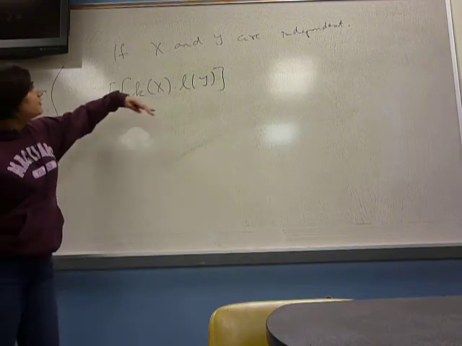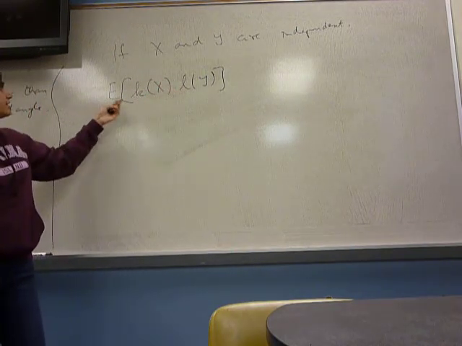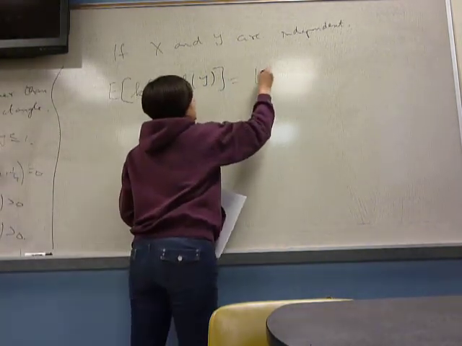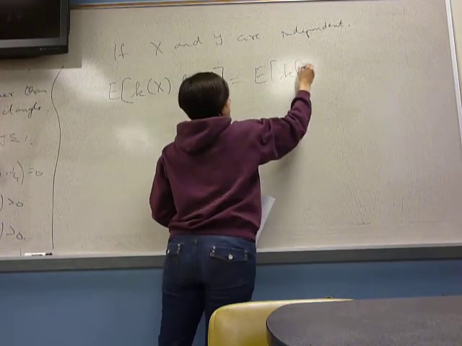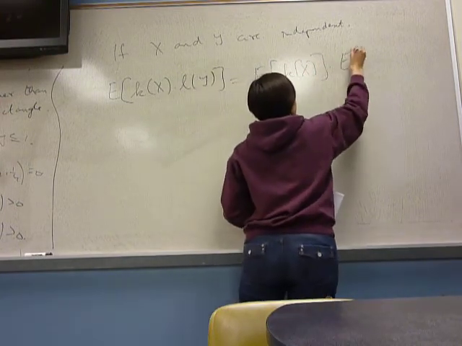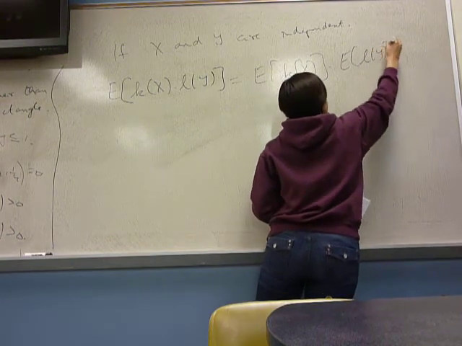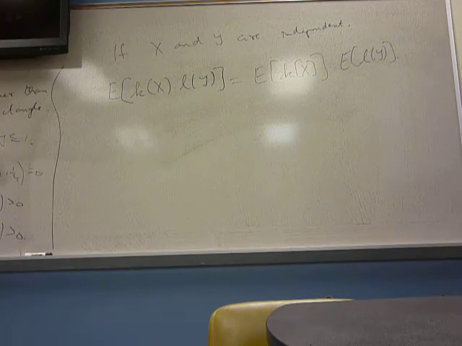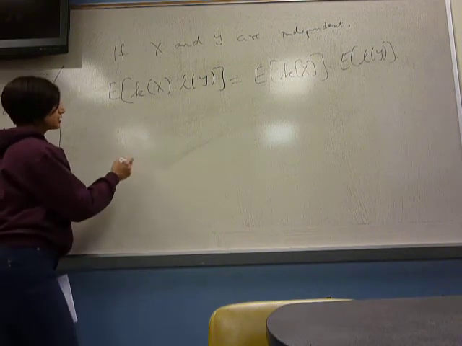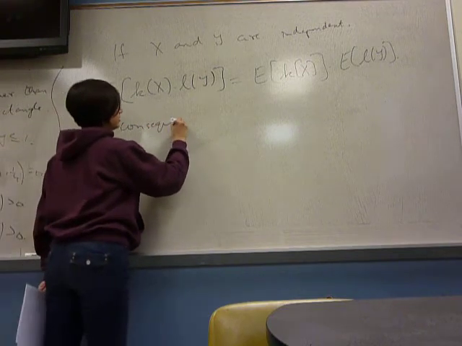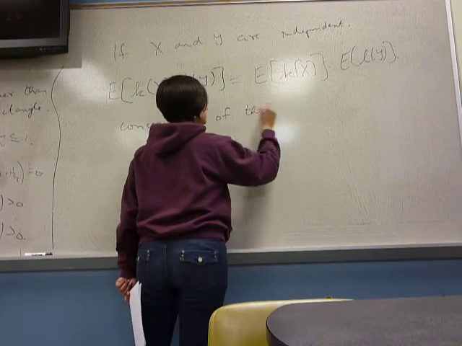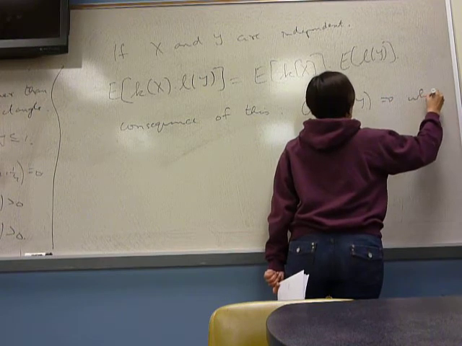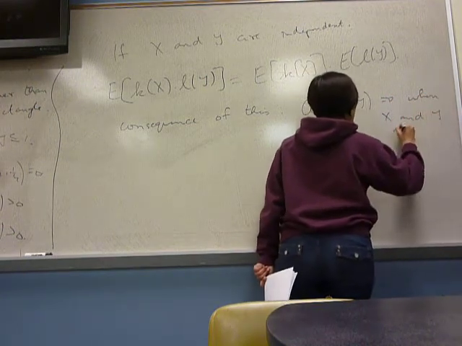So if I know X and Y are independent, and I ask you to find the expectation of some function of X times a function of Y, then by independence we get that it would just be the expectation of that function of X times the expectation of that function of Y. And it's as a consequence of this that the covariance of X and Y equals 0 when X and Y are independent.